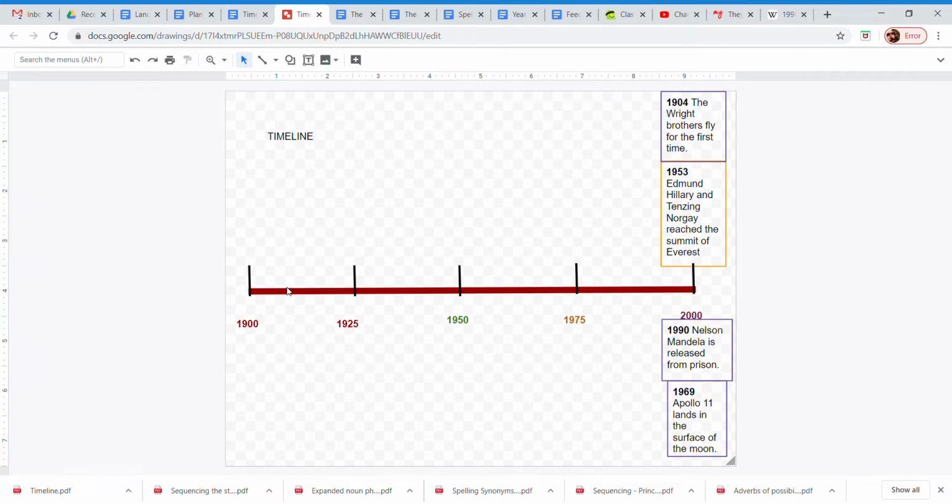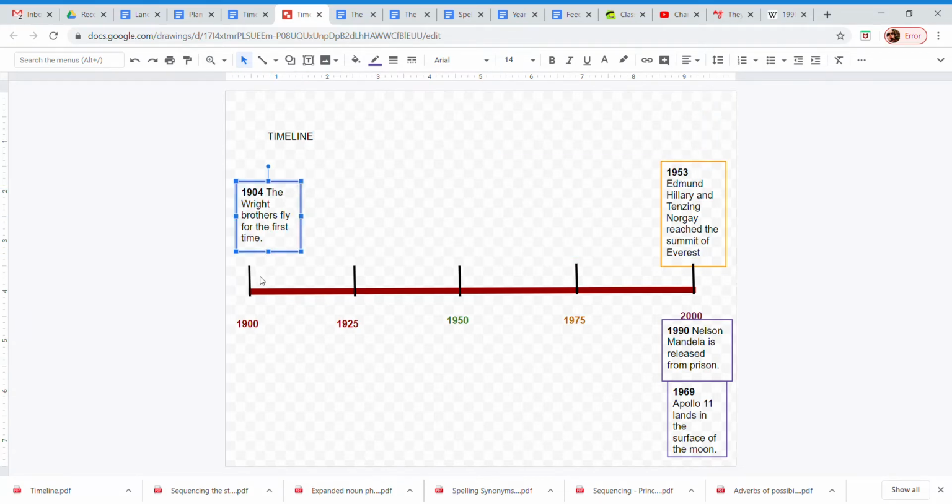Can anybody guess which is the first event I'm going to put furthest to the left on this timeline? I'll give you a few seconds to think about it. Yes, the Wright brothers doing the first flight, and that happened in 1904. So I'm going to put it just about here, a few years behind 1900.